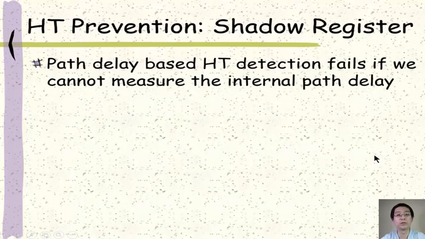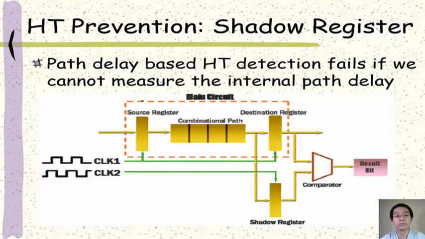And the next example is called shadow registers. We have learned this technique called path delay based hardware Trojan detection. It measures the path delay between two internal registers, and then uses this to detect whether a hardware Trojan was inserted or not. However, we mentioned the difficulty of this approach is that sometimes we may not be able to measure the internal path delay. The shadow register approach will greatly facilitate the measuring of the internal path delay.